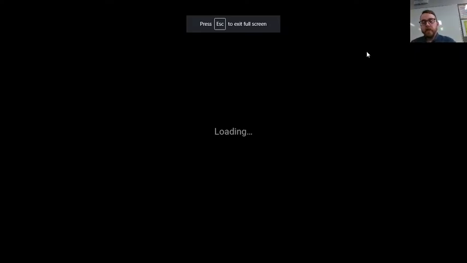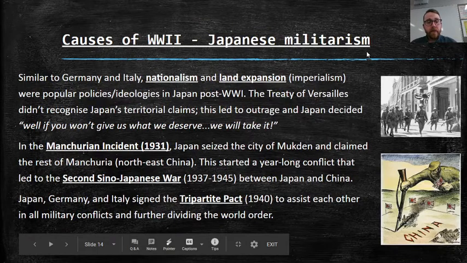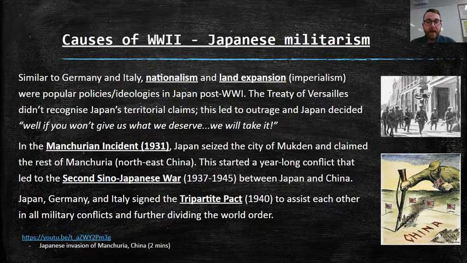Final one, final cause. Japan. Similar to Germany and Italy, nationalism and land expansion, or imperialism, so going out and making an empire, imperializing the world, were very popular policies and ideologies in Japan post-World War I. So Japan fought in World War I, they fought on the side of the Allies actually, against Germany, against Italy, and the Treaty of Versailles didn't recognize Japan's claims to land.